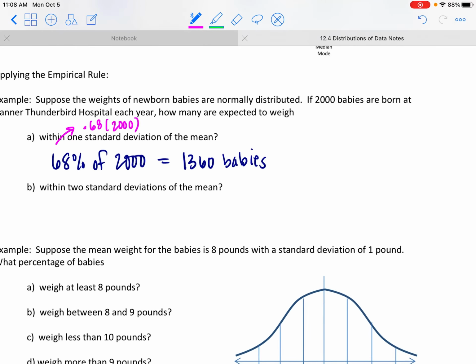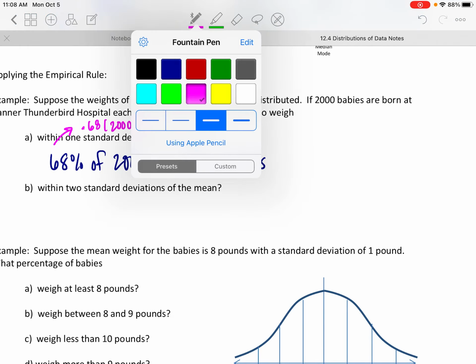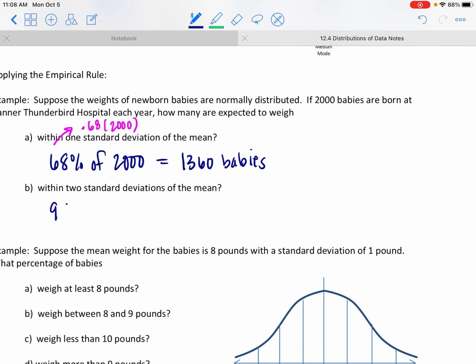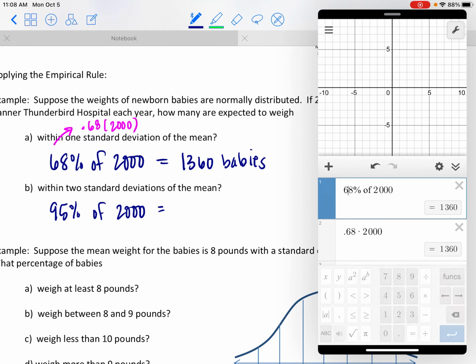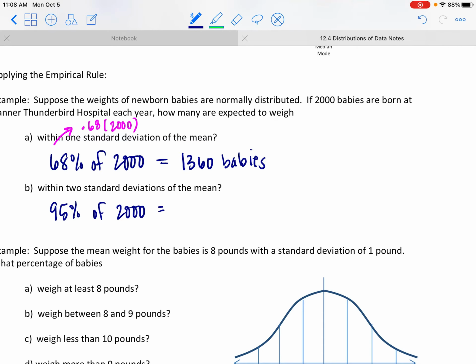Now, within 2 standard deviations, so 68% would be within 1. According to the empirical rule, 95% would be within 2 standard deviations. So it's 95% of 2000. Let's change this to a 95, and that would be 1,900 babies.